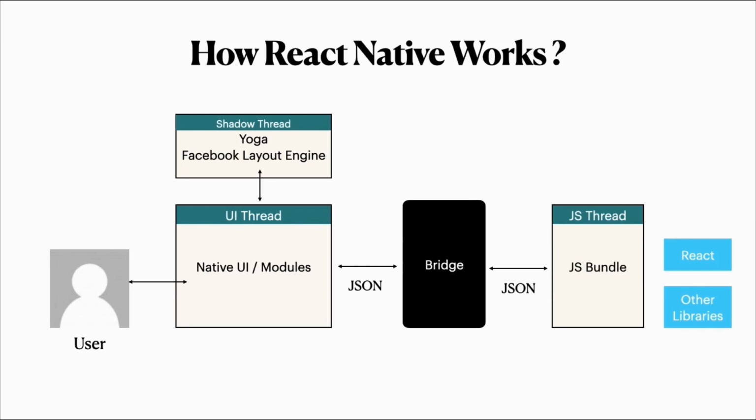Something else which is important to note, the communication between the UI and the JSON thread is happening asynchronous. So a bridge is a bottleneck. Every time the user interacts with the application, the information has to be sent to the JavaScript thread, which then passes that information back to the UI thread. So there are a lot of messages flowing through the bridge at any given time.